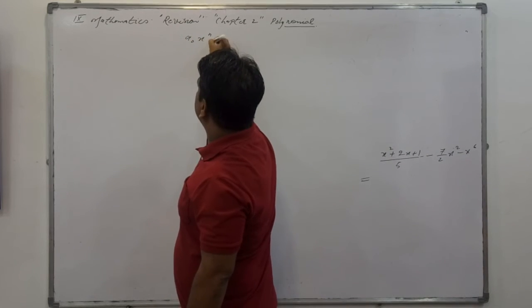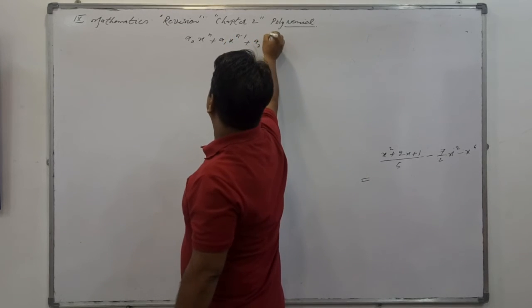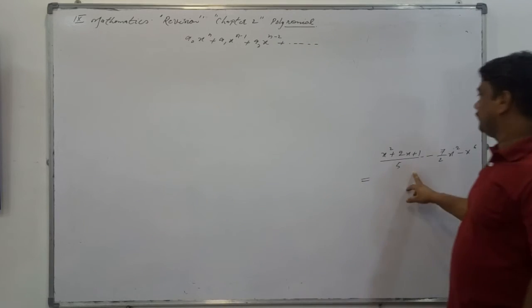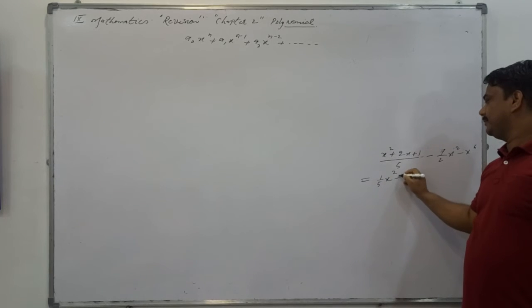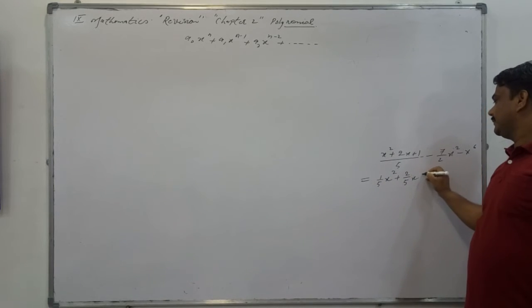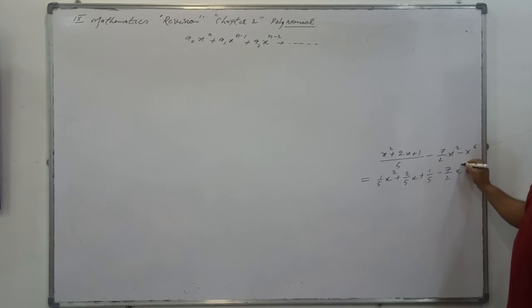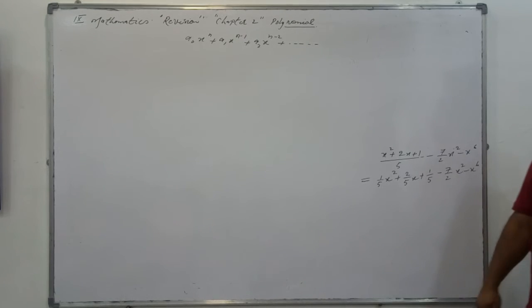The standard form is a0 x^n plus a1 x^(n-1) plus a2 x^(n-2) and so on. Clear? So here we write 1 by 5 x squared plus 2 by 5 x plus 1 by 5, minus 7 by 2 x cube. Now it is written in standard form. Now answer the question. The first question is to tell the degree. What is this degree? 6. Its degree is 6.